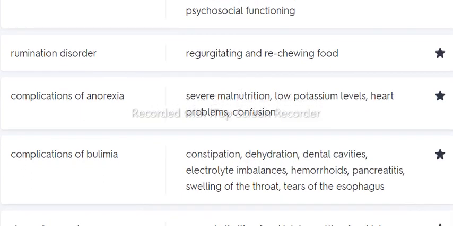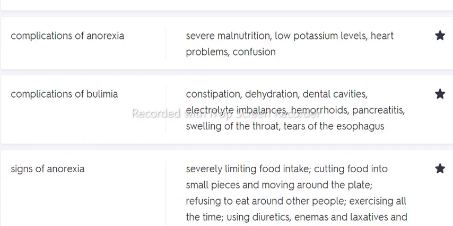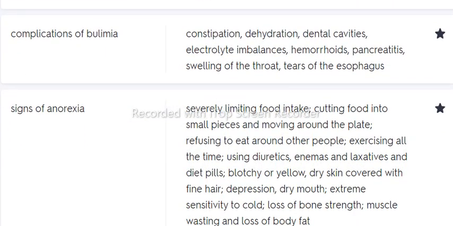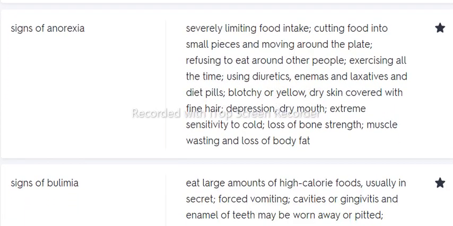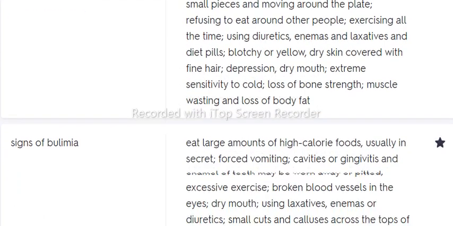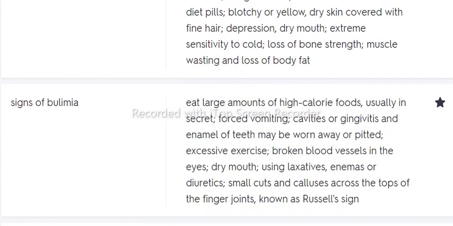Complications of anorexia: severe malnutrition, low potassium levels, heart problems, confusion. Complications of bulimia: constipation, dehydration, dental cavities, electrolyte imbalances, hemorrhoids, pancreatitis, swelling of the throat, tears of the esophagus. Signs of anorexia. Signs of bulimia.